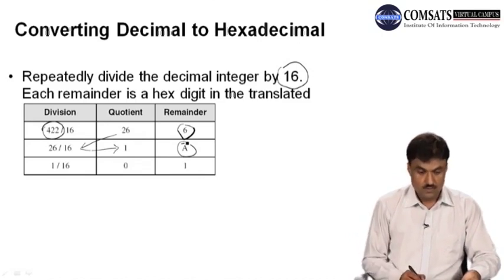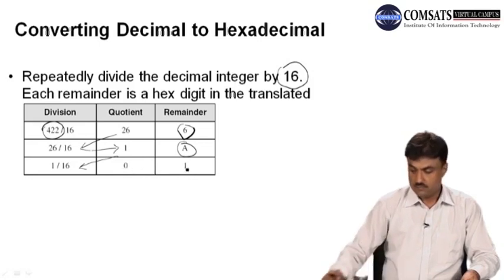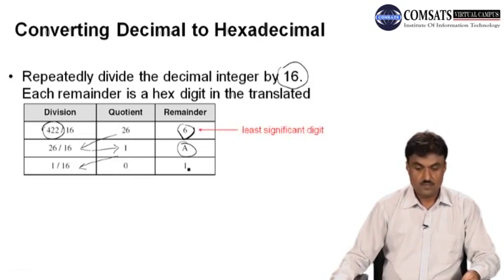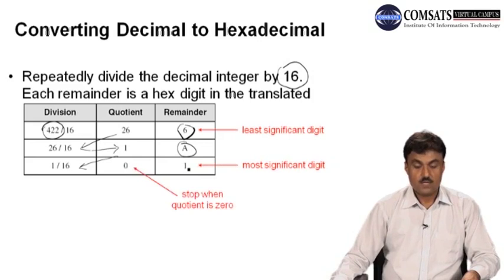In the next step, we will take this quotient and divide by 16. The new quotient will be 0 and the remainder is 1. So here this 1 is the most significant digit of the hexadecimal number, and the first remainder is the least significant digit, and we will stop. This is the rule to convert any decimal into any number system. When we have quotient 0, then we have to stop this process.